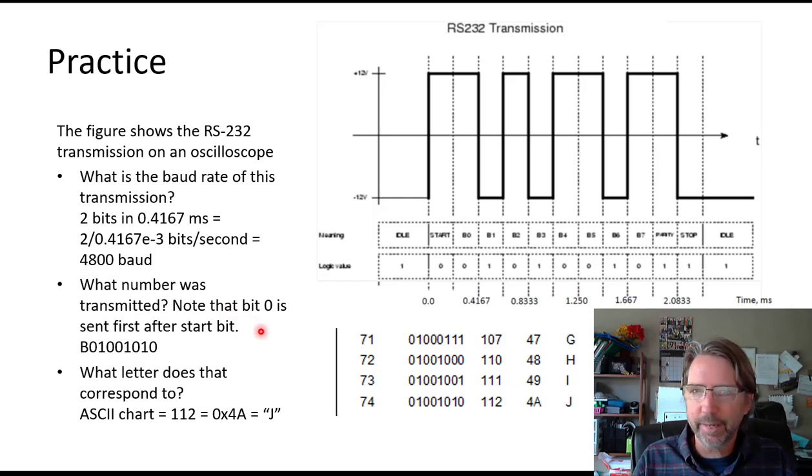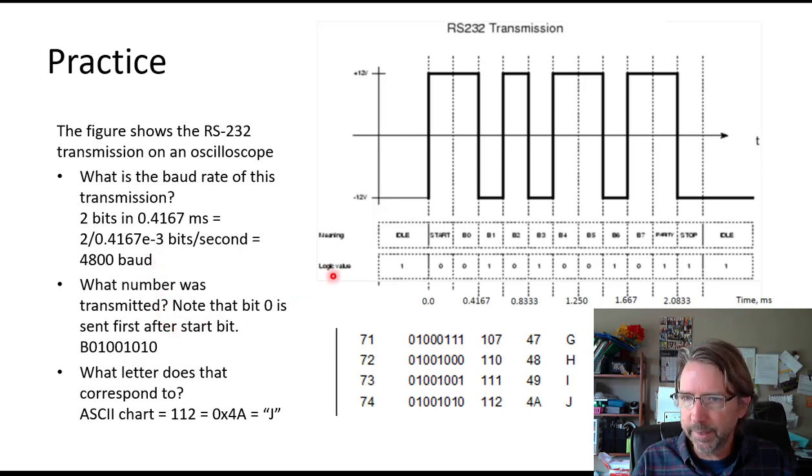Okay, so here's the answers that I got. So the baud rate, we just look at the timing. So for 1 bit, how much time between here and here. So on this scale, we've labeled every other bit. So we get 2 bits, the start bit and bit 0 in 0.4167 milliseconds. So we want it in bits per second. So 2 divided by 0.4167 times 10 to the minus 3 in bits per second is 4800 baud. This is a very slow data rate, commonly used by the NMEA standard.